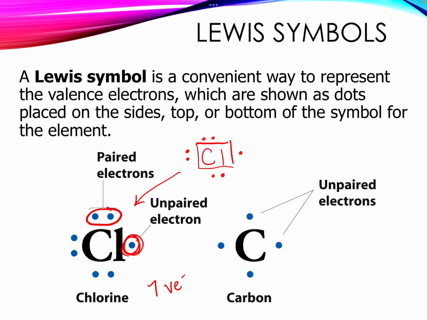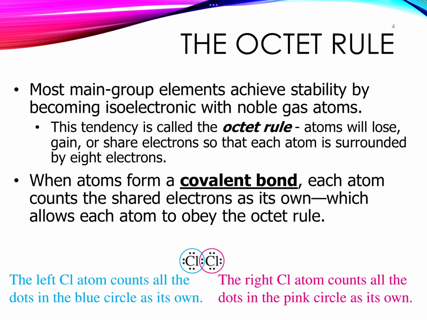You'll notice though that carbon is in group 4A, and so it has 4 valence electrons. And remember, we're going to put 1 on each side before any get 2. So that's why we go 1, 2, 3, 4. And you'll notice that carbon has 4 unpaired electrons. This means that carbon can make 4 bonds, whereas chlorine could only make 1. Remember, unpaired electrons are involved in bonding, whereas paired electrons are not. These paired electrons, you will also hear them called lone pairs. So if you hear that, that's referring to paired electrons. We just typically call them lone pairs.